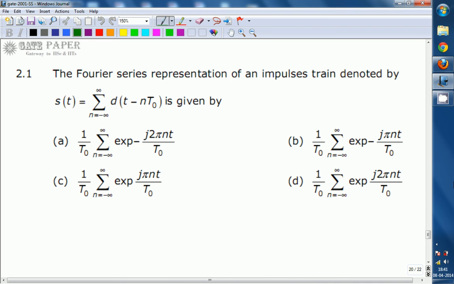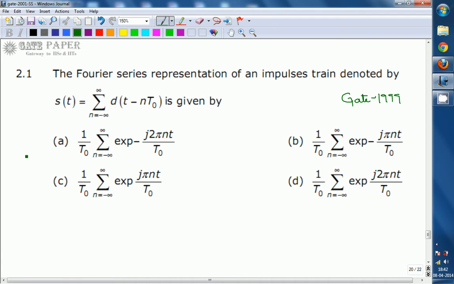Now we are going to discuss the question from signals and systems given in GATE 1999. So here it is related to the Fourier series. The Fourier series representation of an impulse train denoted by s of t equals summation n equals minus infinity to infinity of delta of t minus n T naught is given by. So here we need to see the Fourier series representation for this s of t.